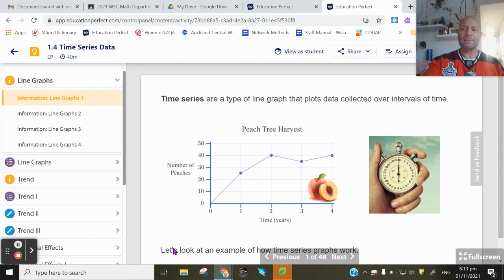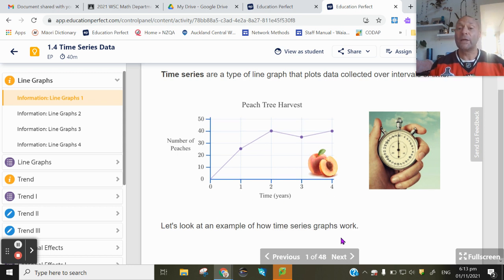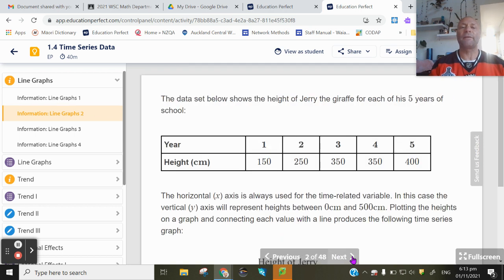Kia ora, and welcome to this lesson on time series, which could very likely be part of your Chance and Data 1.12 external. Now, time series is a type of line graph that plots data collected over intervals of time. And on a time series, if you've got time along the x-axis, it's very likely going to be a time series graph.